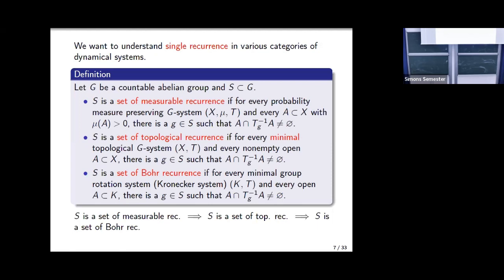Okay. It's not completely obvious from this definition that measurable recurrence implies Bohr recurrence, but once you realize that in a minimal system, every invariant measure has full support, then you see this open set has to have positive measure. So if S is a set of measurable recurrence, it has to be a set of topological recurrence. And if S is a set of topological recurrence, it has to be a set of Bohr recurrence. That's straightforward from the definition.